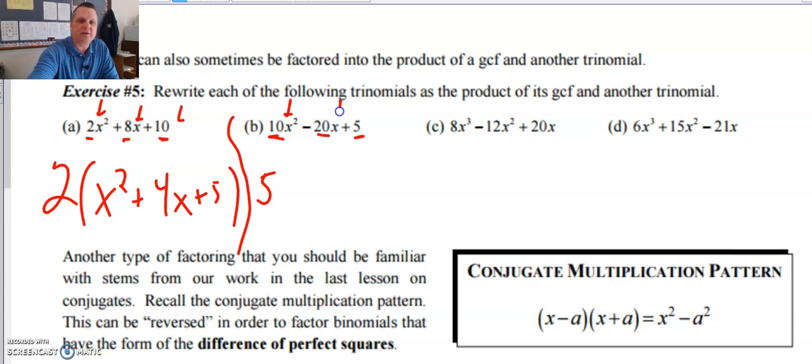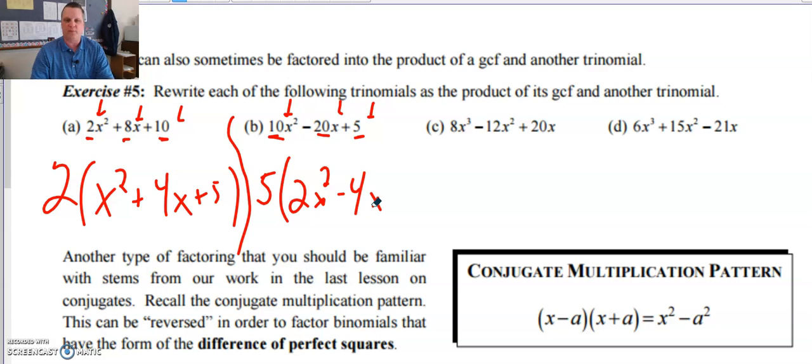Again, 2 x's, 1 x, no x's. So we have a 2x squared minus 4x. Now this is where some of the students get tripped up. It's a plus 5. So if I have 3 terms originally, I have to have 3 terms in this parenthesis. So you have to have a plus 1 to get you back that 5.